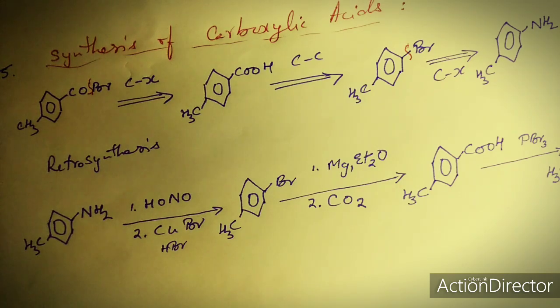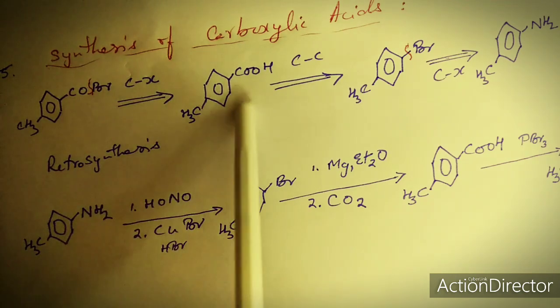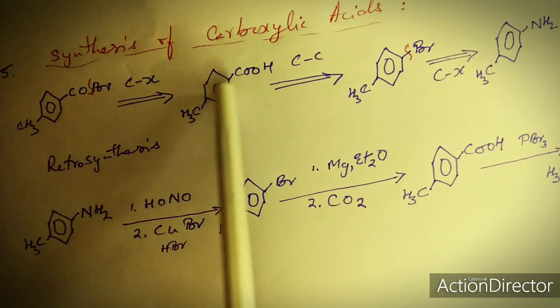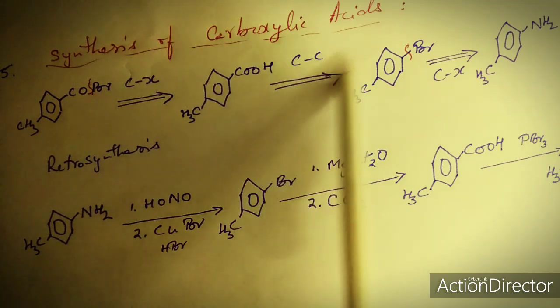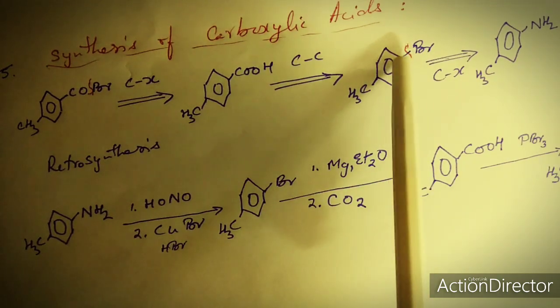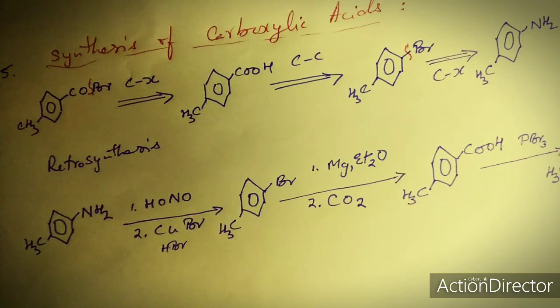We are just thinking about it. How can it be formed? Can it be formed in some way? Yes, we know from Grignard reagent with carbon dioxide. So let's try that part. So CC disconnection, and we've written Br here because from this we will be slowly synthesizing our compound.